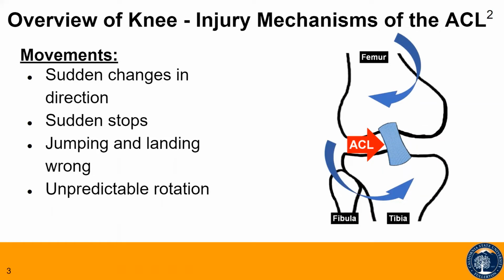So this is the injury mechanism of the ACL. Basically, there are movements that are known to cause ACL injuries. So sudden changes in direction, sudden stops, because when you stop, all the force goes to your quads, therefore falling on top of your knee. Jumping and landing wrong, or unpredictable rotation, and this is because usually your ankle and knee are not aligned.